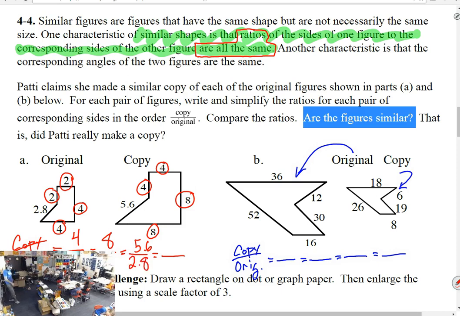Make your life easier. Think about it like 56 and 28. How does 4 compare to 2 and 8 compare to 4? Say it louder. Double, right? Is 56 double your 28? Yes. Are these shapes similar? Yes. When all of these ratios are equal, we are then able to say they are similar.